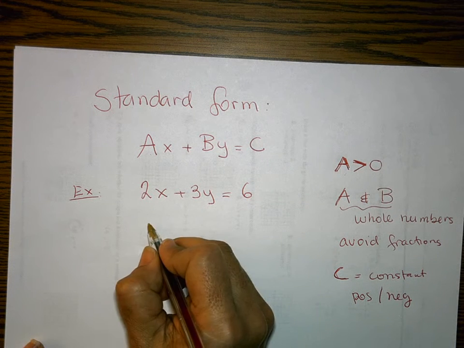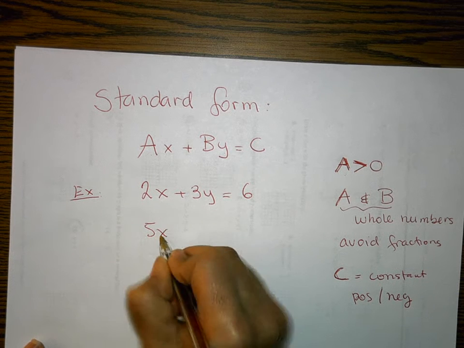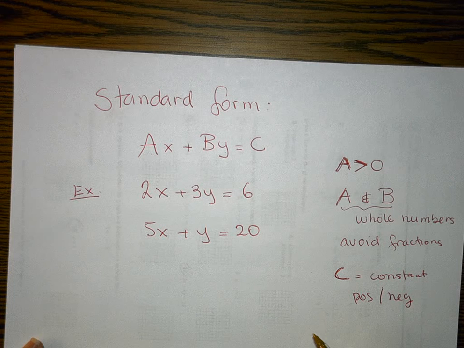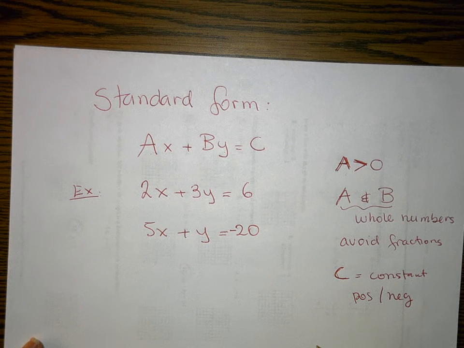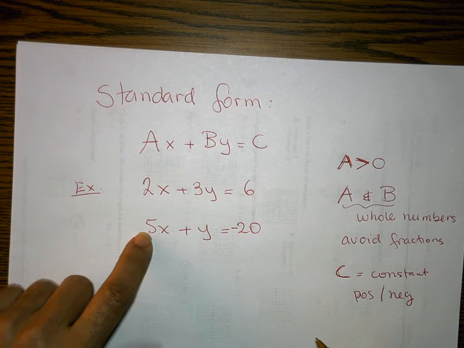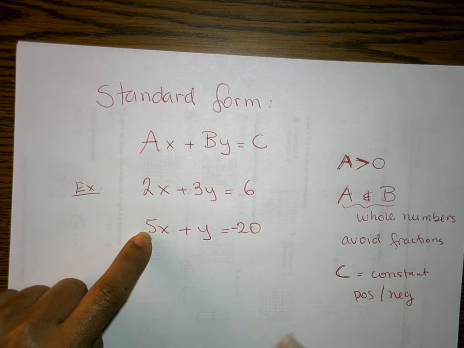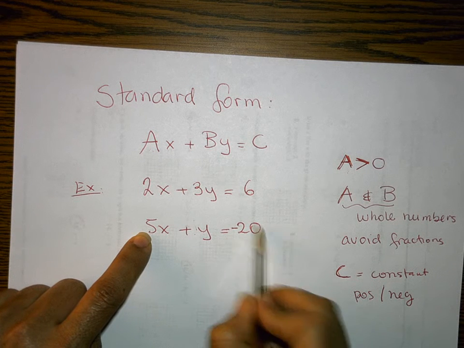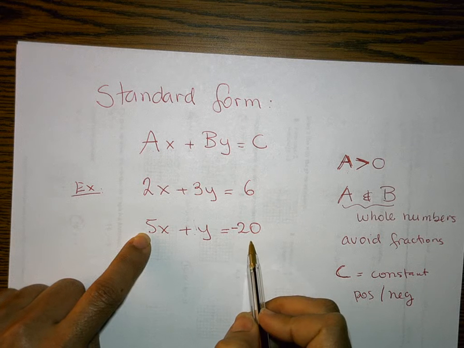Here's another example. I could have 5x plus 1y equals 20, let's make it negative 20. There we go. So I have my a value of 5, my b value of an invisible 1, and my constant is negative 20. There's another example.